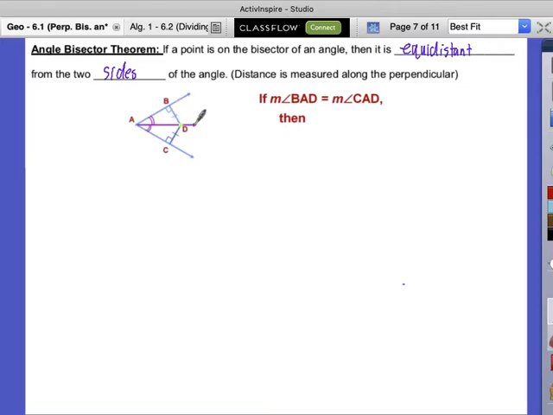So, here, if the measure of angle BAD is equal to the measure of angle CAD, then we know this is the bisector, because we know it's cut in half. And so D is on this bisector. So this theorem says if we know D is on this angle bisector, then we know that DB is going to be congruent to DC.